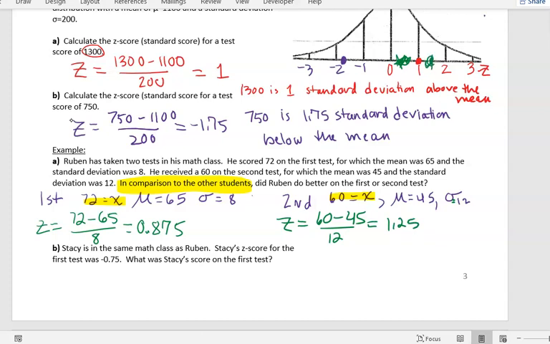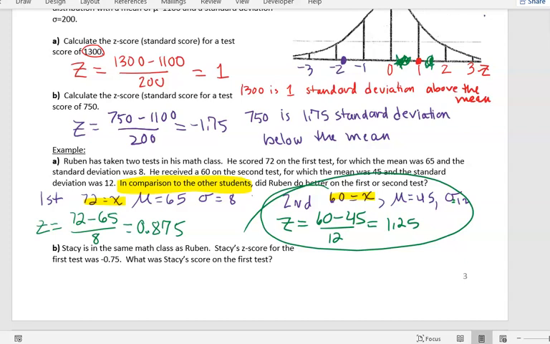Okay, so which score did he do better on? Well, he did better on the second test. And the reason why is because he was farther above the class average. He scored 1.25 standard deviations above the average student, whereas in the first test, he only scored 0.875 standard deviations above the average student. So he's closer to the edge of the curve on the top for the second test. He's farther above the average. He did better there. He's excelling. He is bringing himself more differentiation in that one than he is the other one.